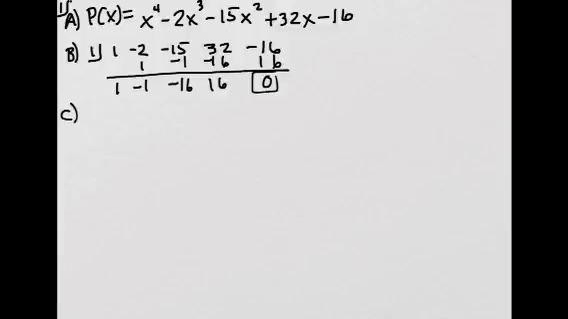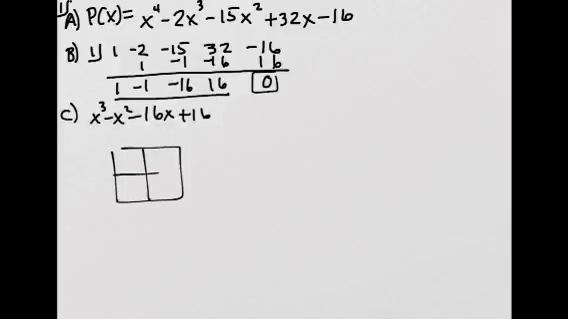Well, the quotient, which is this one right here, is x to the third minus x squared minus 16x plus 16. And so I'm going to go ahead and set it up in a 2 by 2. It's factored by grouping. It's just I arrange it in a little 2 by 2 grid. So negative 16x.